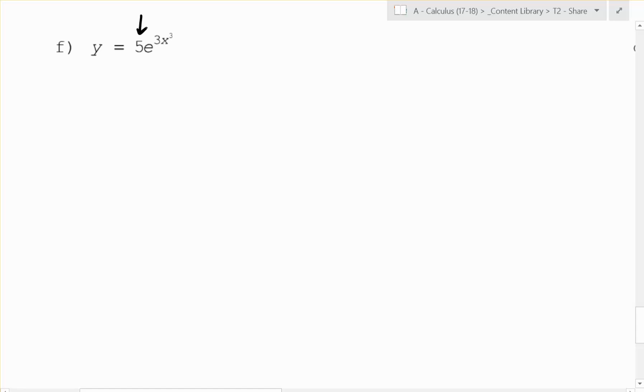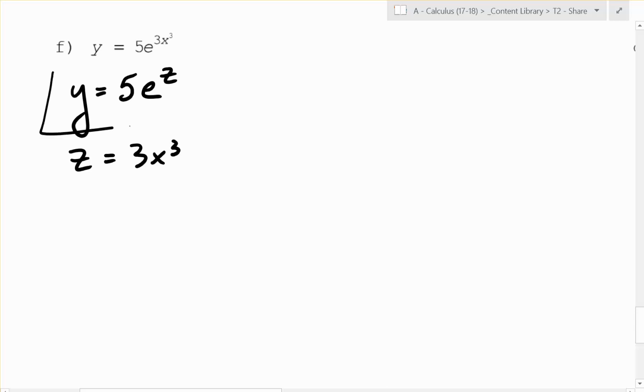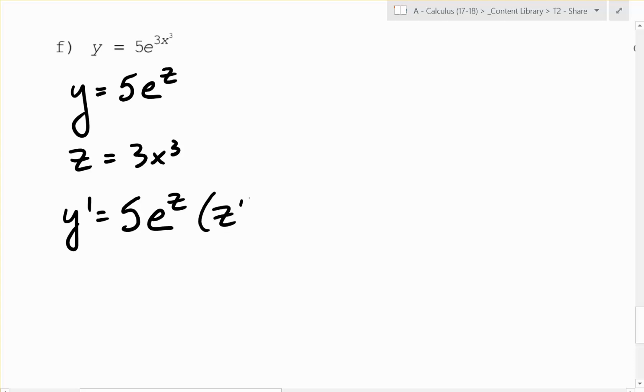You got this 5, and that 5 is just kind of along for the ride. It's on the outside, so you can just keep it on the outside. So first, let's write it in terms of z. So it's going to be 5e to the z. And if we do it that way, z is 3x cubed. So now we need to do the derivative of y and multiply it times z prime. So y prime is equal to, well, the 5 is along for the ride, and the derivative of e to the z is e to the z. But then you need to multiply it by z prime. Z prime is going to be 9x squared.